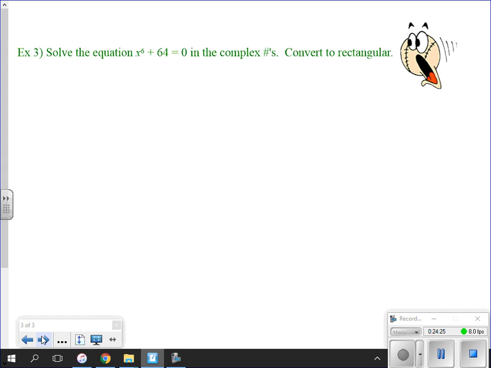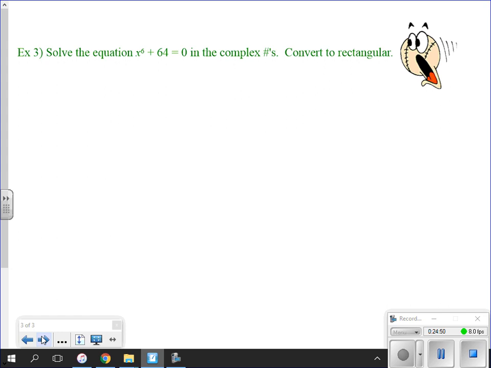Solve the equation. X to the 6 equals negative 64, sorry, x to the 6 plus 64 equals 0. What values of x will make that true? It's a very good question, isn't it? Very, very, very good question.